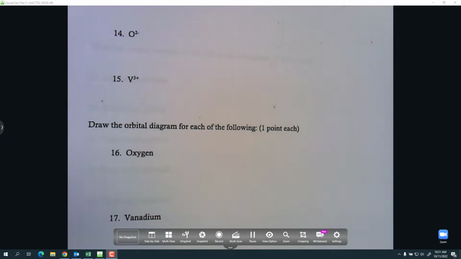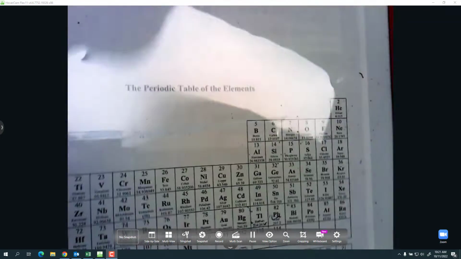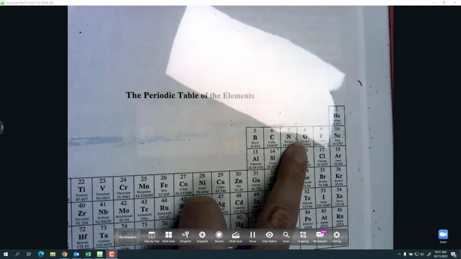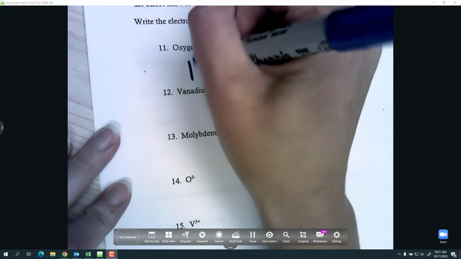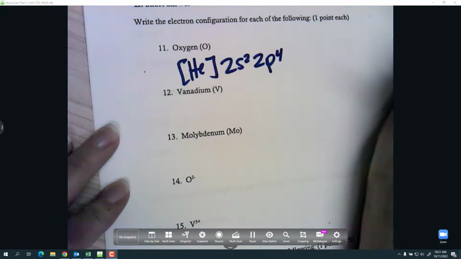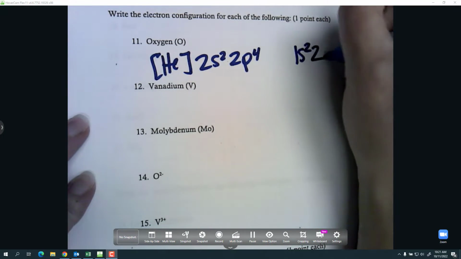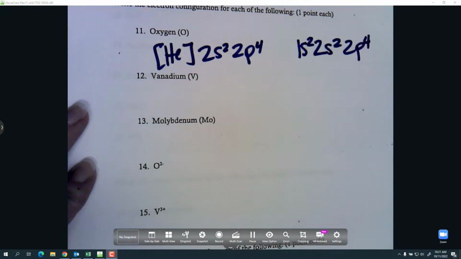All right, now let's do some electron configurations. It's hard to pull my periodic table out too much for this, but I'm going to put these all in noble gas configuration, but you don't have to. So I'm going to put helium and then 2s2, 2p, 1, 2, 3, 4. If you wrote that as 1s2, 2s2, 2p4, either one of those would be totally fine.